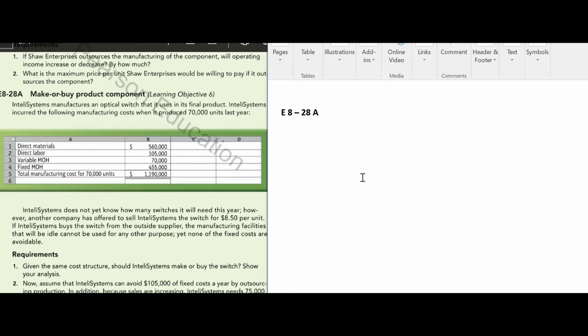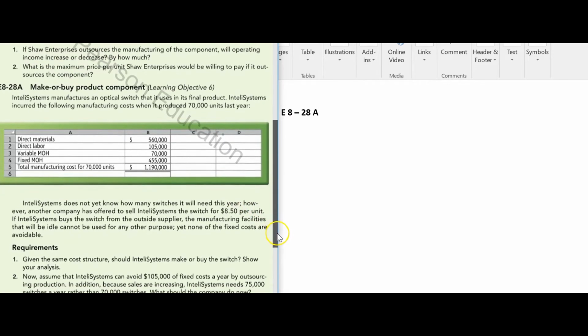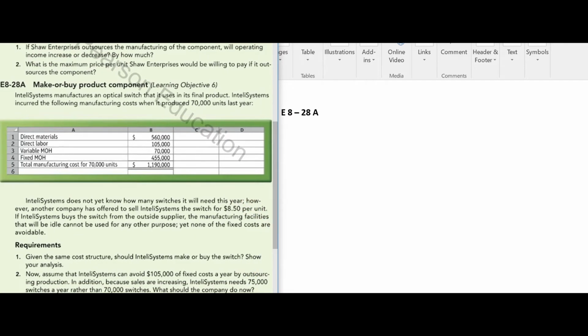Okay, so we will do another problem, and in this problem we will discuss make or buy decisions. Sometimes companies will have two options for a certain product or certain materials for their product. They could either make it by themselves, or they could outsource it. That means they could buy from any outside company. So now we will do problem E8-28A, and we will see which option is better for this company, IntelliSystems.